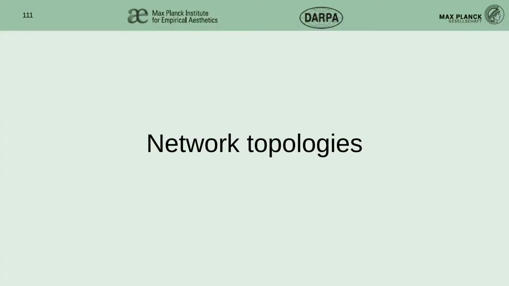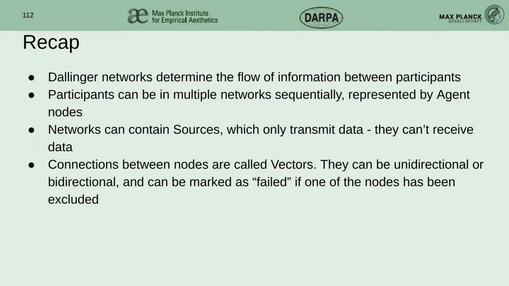Okay, so in this section, we're going to talk about network topologies as defined in the Dallinger network object class. What I want to start by saying is a little bit about what the purpose of networks is and how you should think about them. And I think a good place to start in thinking about this is the transmission chain.